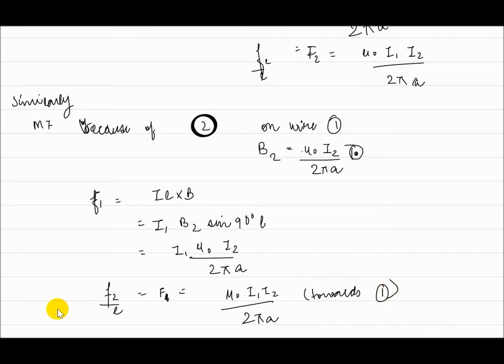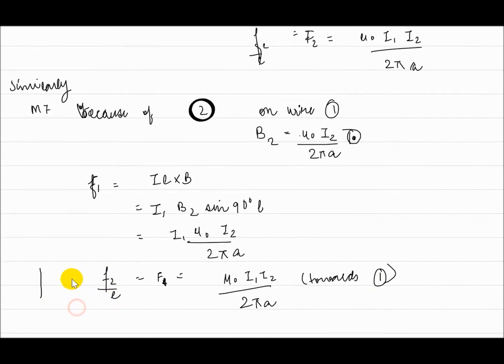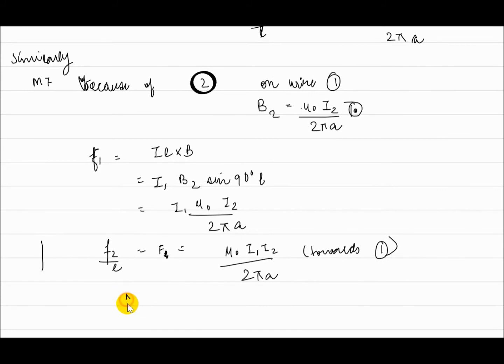So we get that similar current carrying wires attract each other. Similar current carrying wires attract.